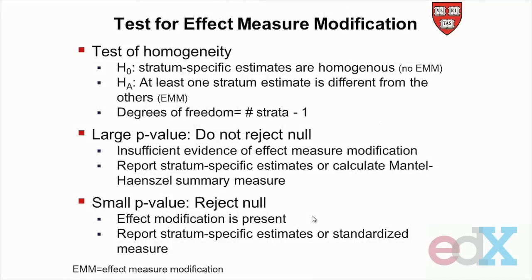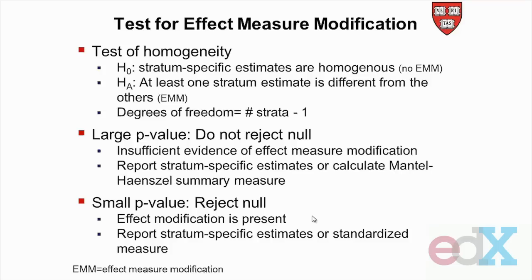You got it. We're going to use that test of homogeneity. The null hypothesis is that the stratum-specific estimates are homogeneous. There's no effect measure modification. Our alternative hypothesis is that at least one stratum-specific estimate is different from the others. It doesn't mean that all the strata have to be different from each other, just that one is different from the others. For this test, the degrees of freedom is the number of strata minus 1.